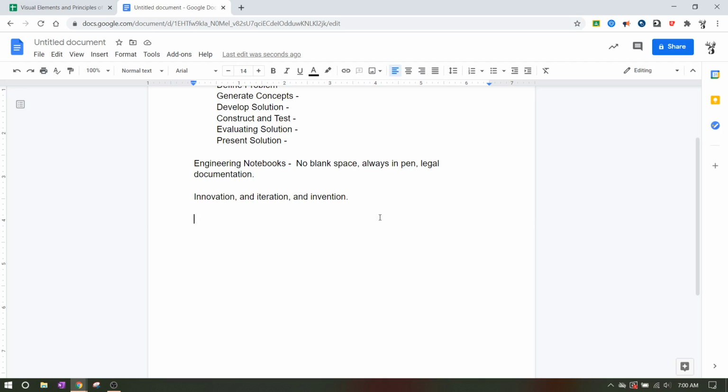One of the other things is after we started messing around with the engineering process, some of the things that we did was we gathered data.